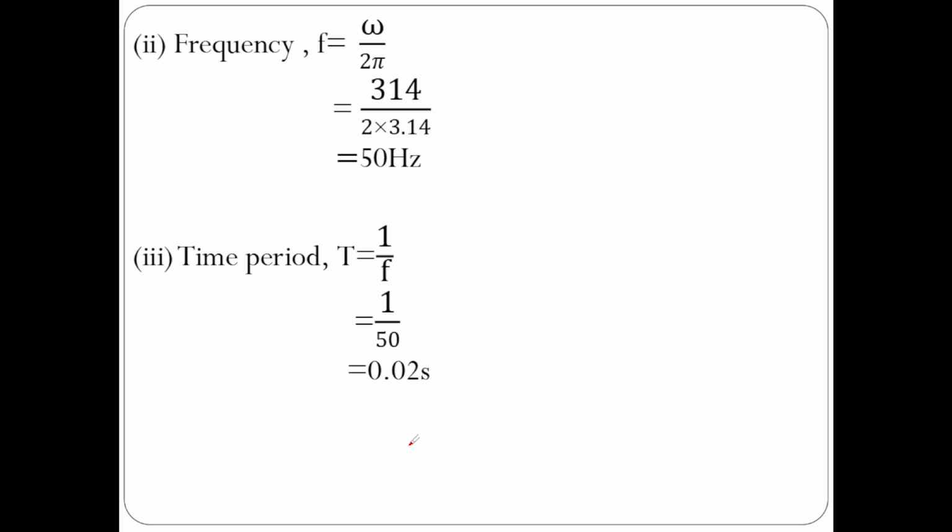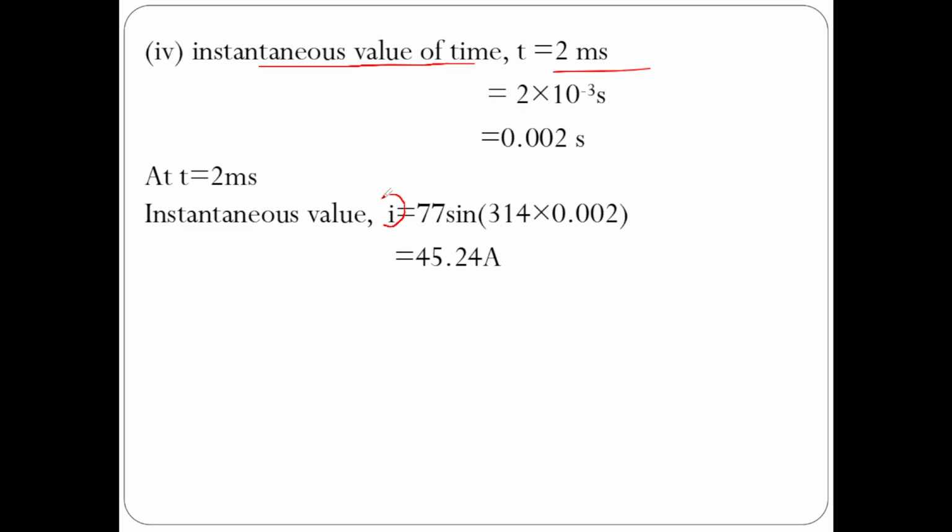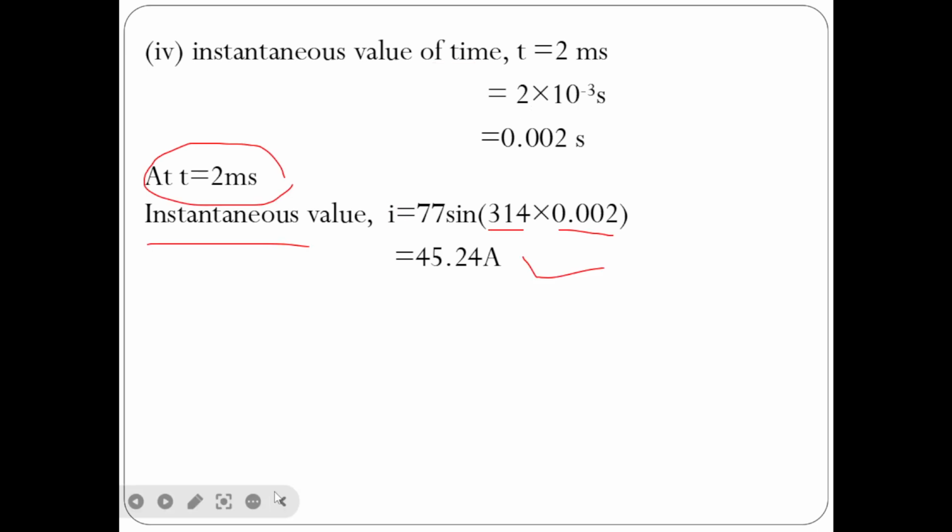Now the instantaneous value at time t equal to 2 milliseconds has been asked. So we have to determine the I value at t equal to 2 milliseconds. Milli means 10 power minus 3, so 2 into 10 power minus 3, which you can rewrite as 0.002 seconds. Now what is I? I is equal to 77 sin omega t, where omega is 314 and t is 0.002. Simplify it, and you will get 45.24 amperes. So the instantaneous value of current at t equal to 2 milliseconds is 45.24 amperes.